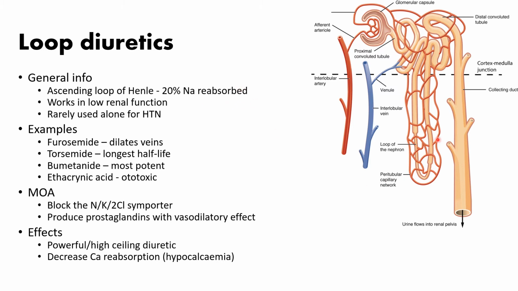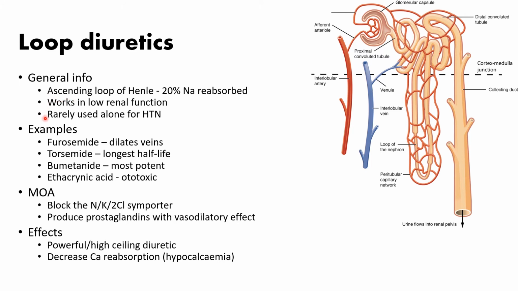So this is the ascending loop of Henle in this diagram. It works in low renal function. This is actually the drug of choice for moderate to severe renal failure because they do not alter the glomerular filtration rate, whereas thiazides, if you can remember from a couple of slides prior, cannot be used for patients with impaired renal function. Loop diuretics, very important, work with patients with low renal function.